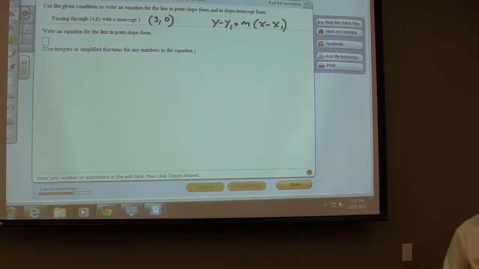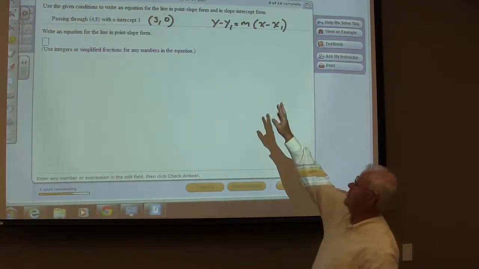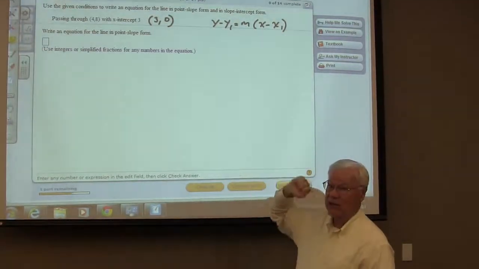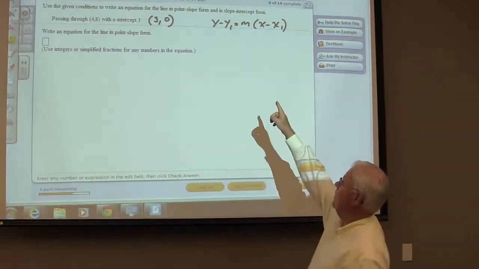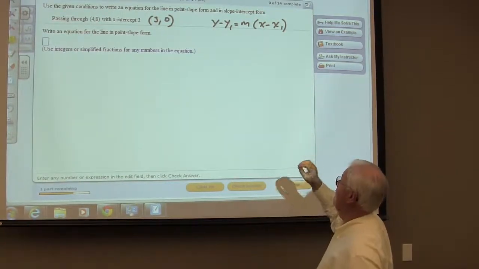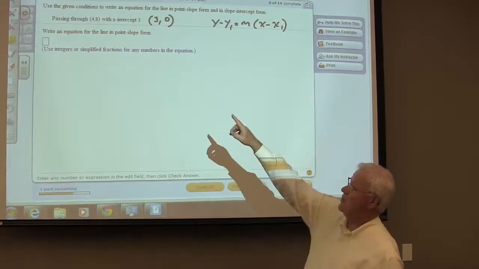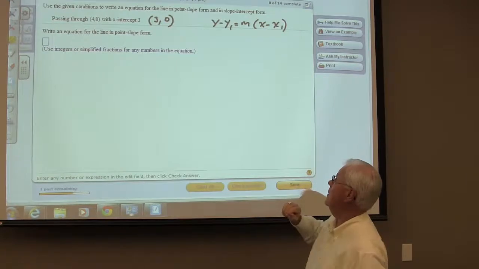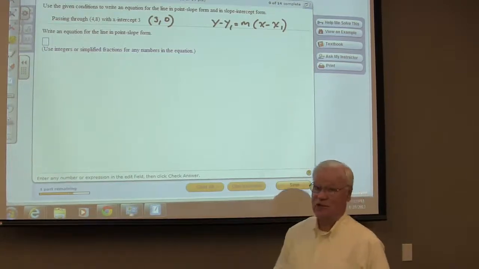Now let's talk about that. The y and the x without the subscript are just the variables y and x, so they're going to stay y and x in the equation. But y1 and x1 are particular values. In this case, we could use the 4 for x1 and the 8 for y1. And m, of course, is the slope.